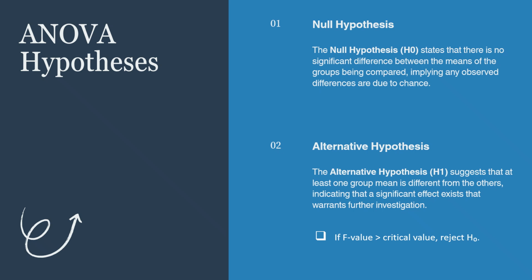ANOVA hypothesis. In ANOVA, the hypotheses are defined as follows. Number one, the null hypothesis H0 states that all group means are equal. That means there is no significant difference. Number two, the alternative hypothesis H1 states that at least one group mean is different. If F value is greater than critical value, reject the null hypothesis and conclude that the group means are not equal.